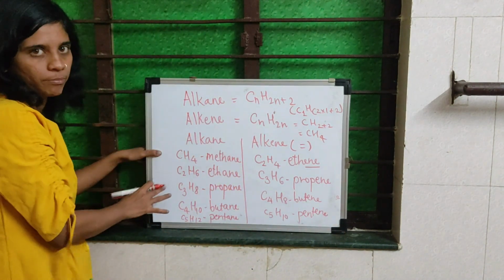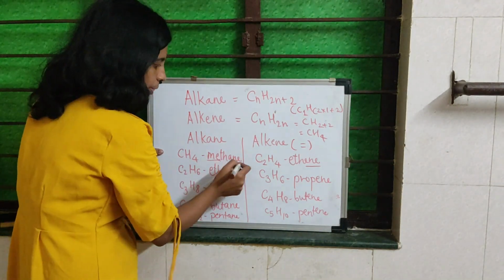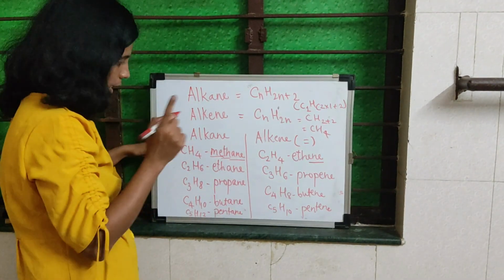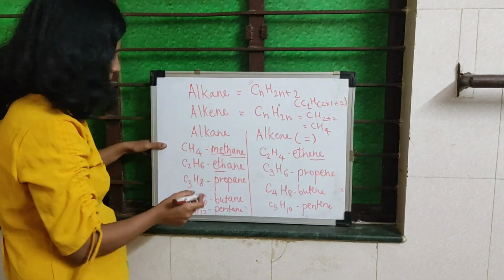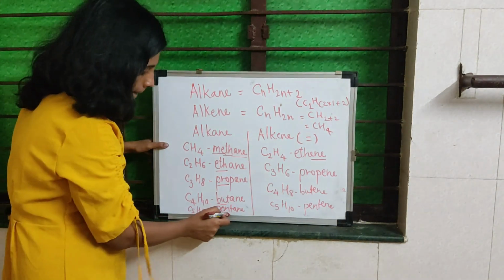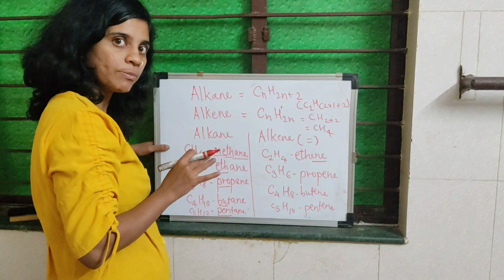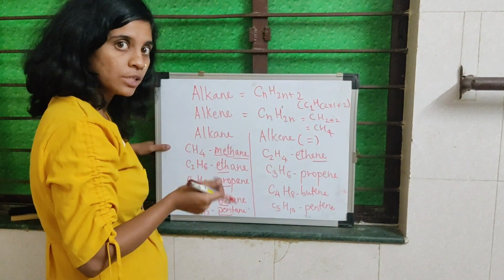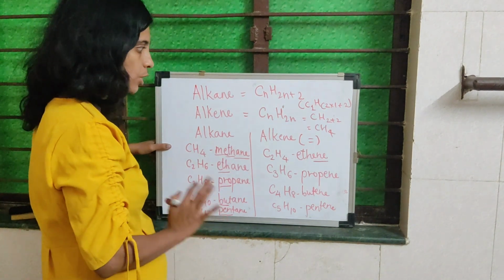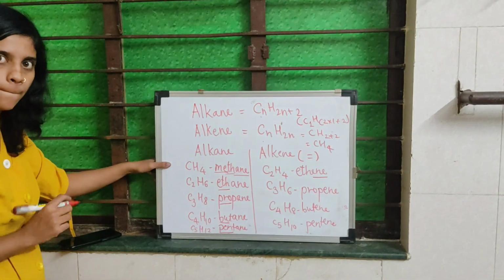These you have to remember, or you have to remember the prefix and the suffix. We know meth will be 1 carbon, eth will be 2 carbon, prop will be 3 carbon, but will be 4 carbon, pent will be 5 carbon, hex will be 6, hept will be 7, oct will be 8, non will be 9, and dec will be 10. You have to remember that, and you have to remember the general formula.